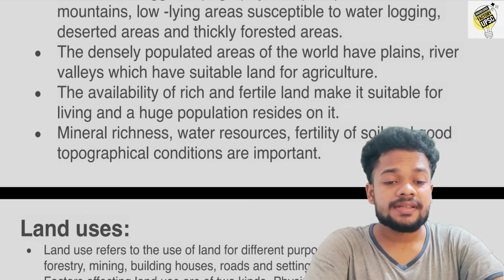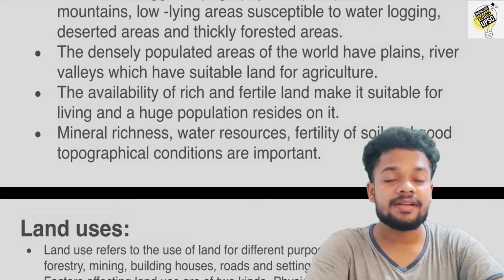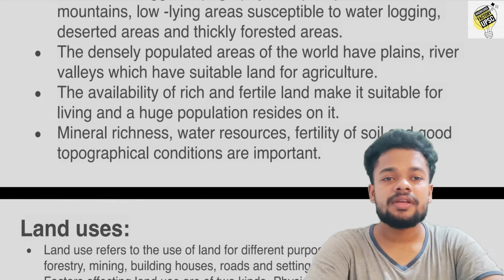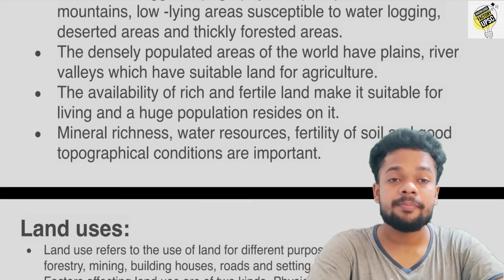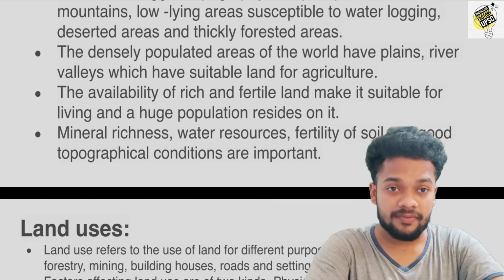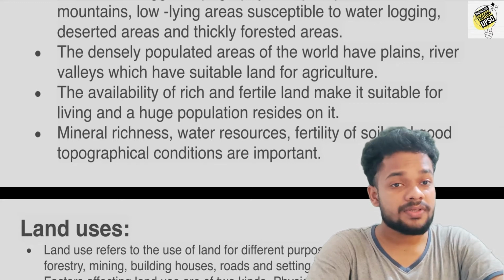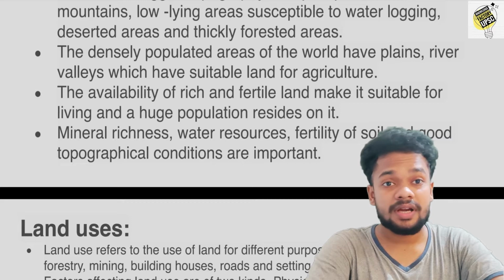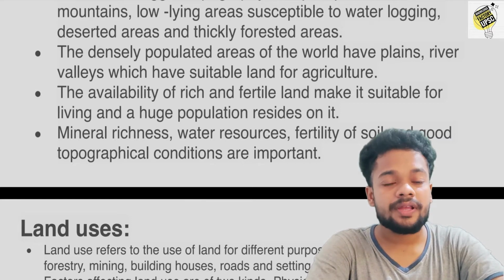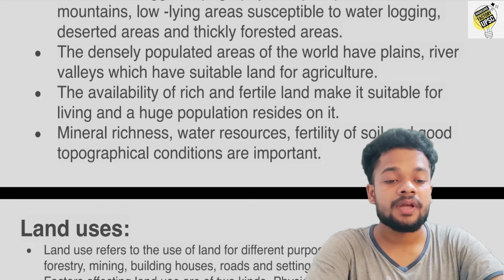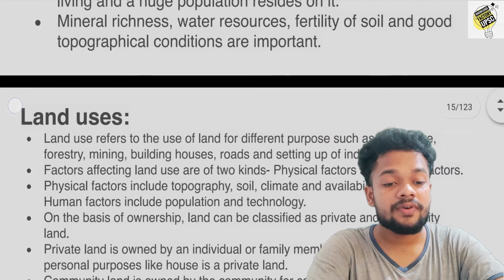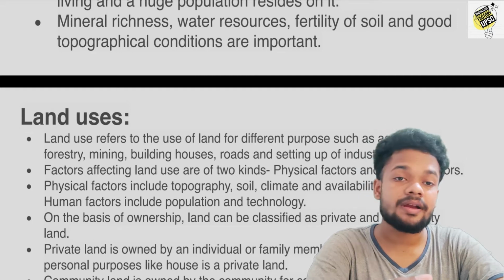Normally we can say that the densely populated areas of the world have plains, river valleys, and suitable land for agriculture. When we look into the Indus Valley civilization, we can say that the people of the Indus Valley settled on the river banks, on the Sindhu river banks. Why did they settle there? Because the area is very fertile and equipped for cultivation. So the fertility of the soil plays an important role in the habitation of people. The availability of rich and fertile land makes it suitable for living, and a huge population resides on it. The mineral richness, water sources, fertility of the soil, and good topographical conditions are also important.